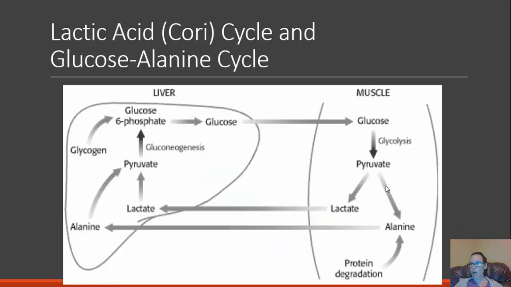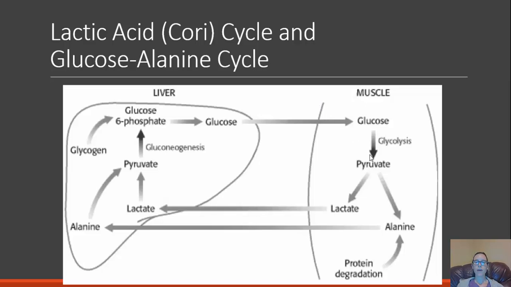Okay, and this figure is showing a combination of the Cori cycle and the glucose-alanine cycle, just putting it all together. So let's start here with the muscle, where we have glycolysis of glucose into pyruvate. Let's start with the Cori cycle. Then we have conversion to lactate in anaerobic conditions. The lactate goes through the blood back to the liver, and then we have reconversion of pyruvate and ultimately glucose that can be transported out to other tissues.